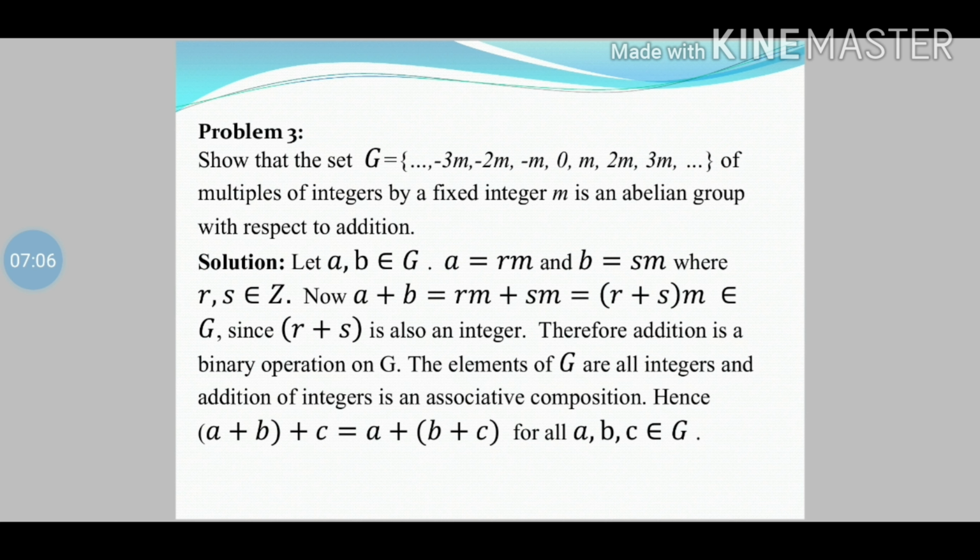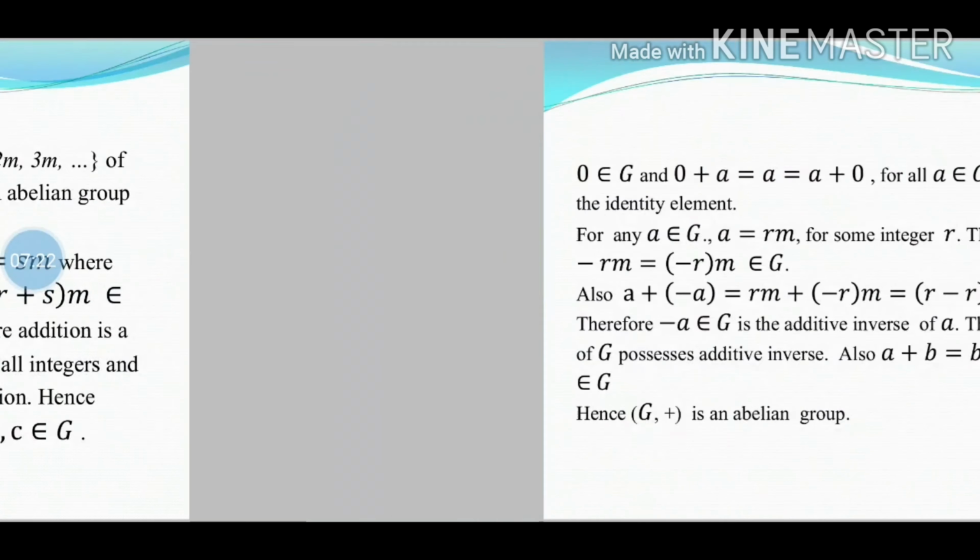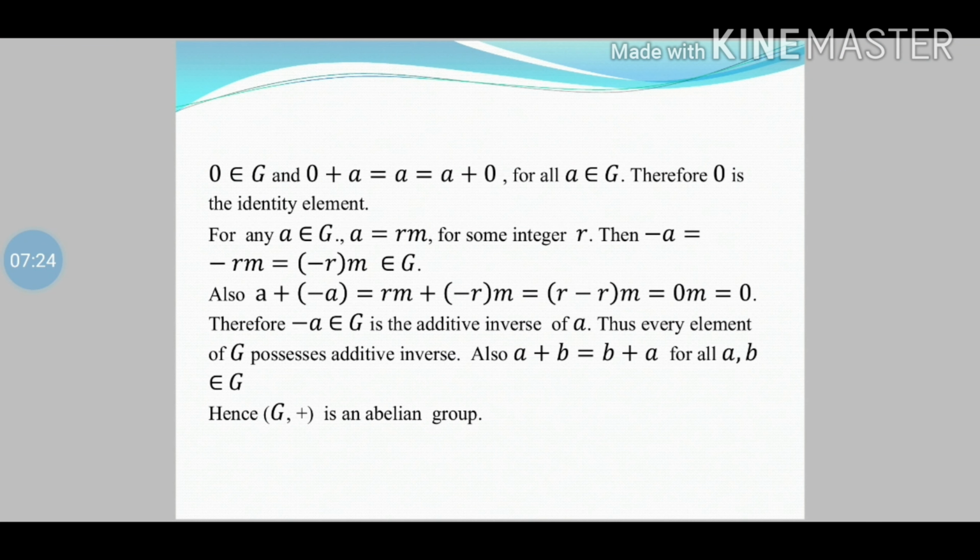Now we want to prove that addition is associative in G. For any three elements a, b, c, (a plus b) plus c is equal to a plus (b plus c) in G. And also 0 belongs to G. 0 is the 0 multiple of m, that's equal to 0. And 0 plus a is equal to a plus 0 for all a belonging to G. Therefore 0 is an identity element.